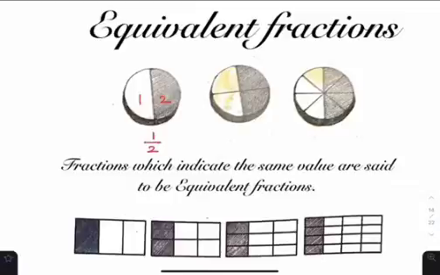The same thing for the second figure. How many total divisions are there? 1, 2, 3 and 4. So totally it is 4 divisions, but how many are considered? 2 divisions are considered. So 2 by 4 is the fractional number that we get with this figure. Now going on to the next figure, the total figure is divided into 1, 2, 3, 4, 5, 6, 7, 8.